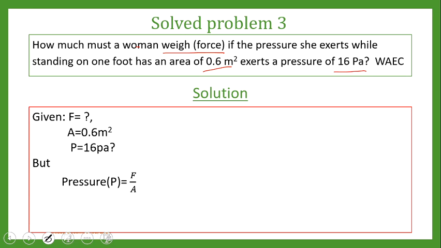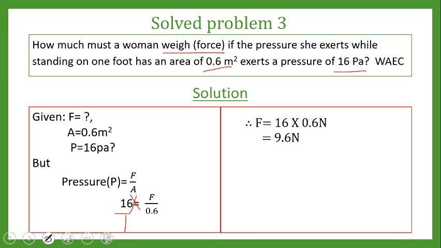Remember, pressure equals force over area. Then from this, you can substitute all the parameters. We have 16 equals force divided by 0.6. Then from this, if you cross multiply here, you are going to have 1 times F, that will give us F. Then you have 16 times 0.6. Then you are going to have the value of force now to be equal to 9.6 Newton, which shows that the weight of the woman is equivalent to force, and that will be equivalent to 9.6 Newton. And that's what we are required to calculate.